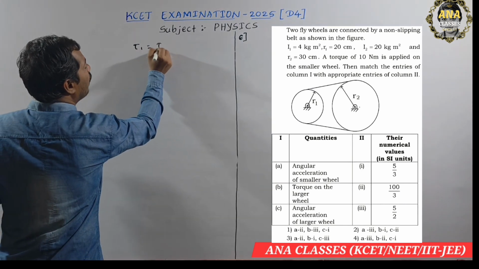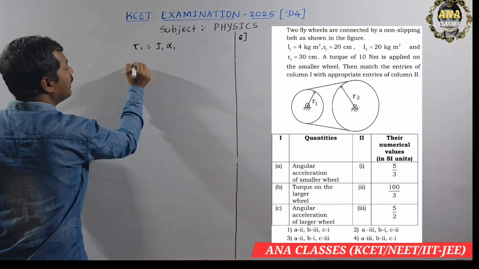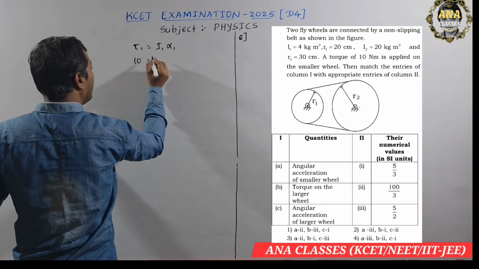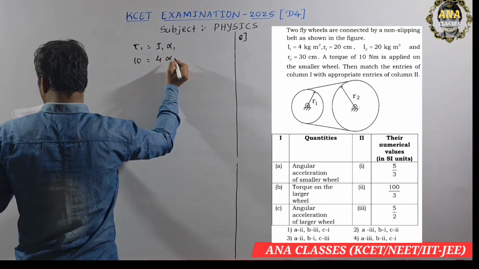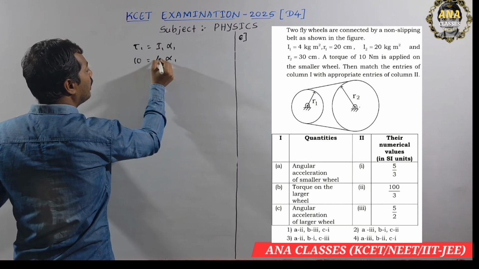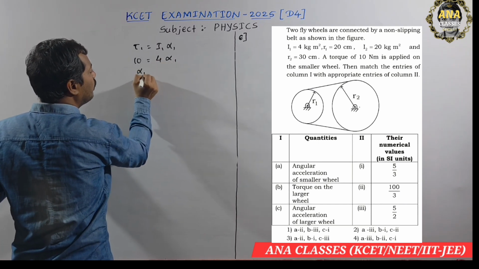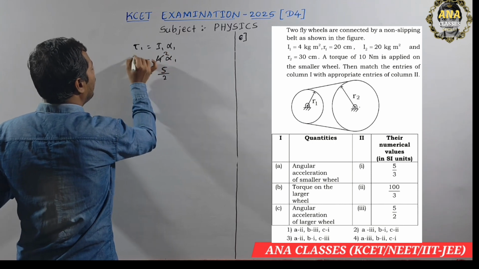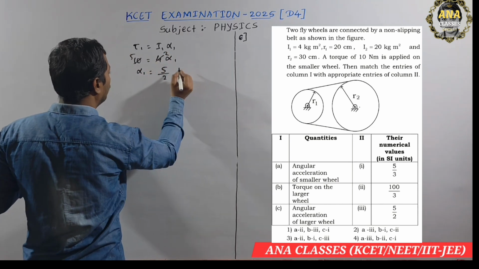Torque 1 is equal to I1 into alpha 1. The torque is given as 10 Newton meter and I1 is also given. I1 is equal to 4. We don't know the alpha 1 value. So here alpha 1 is equal to 5 divided by 2. It is 2, the 5 cancels, so 5 divided by 2.